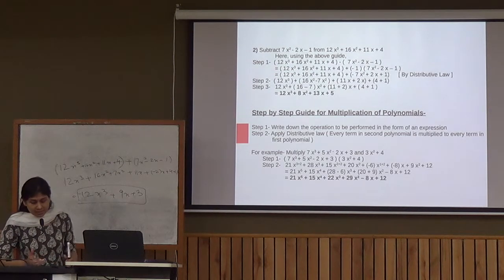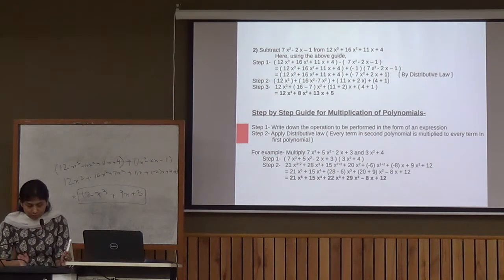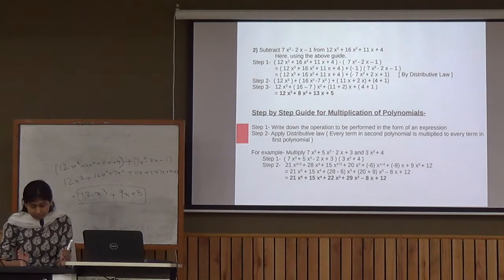Then, using the step-by-step guide, we have step 1. We put both the polynomials separated by brackets, and then step 2, we take every term in the second polynomial and multiply it to every term in the first polynomial, and by doing so we arrive at the result.